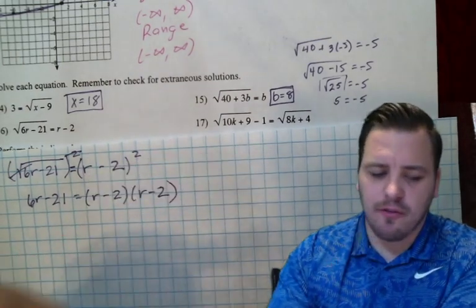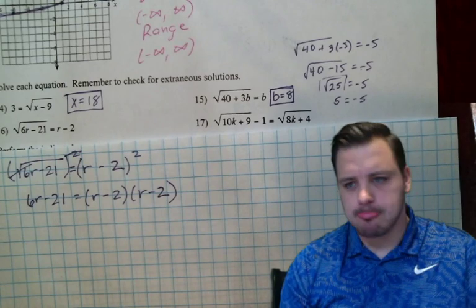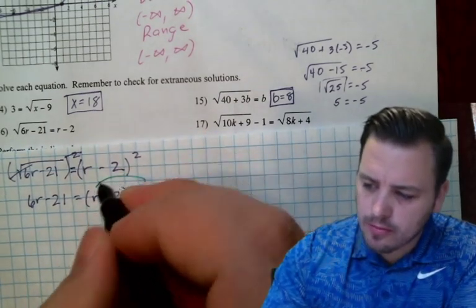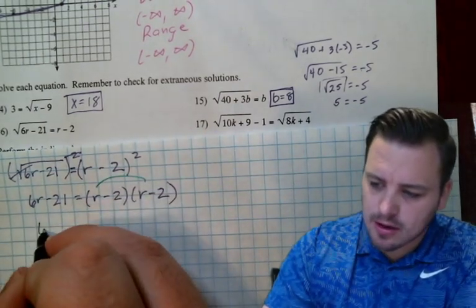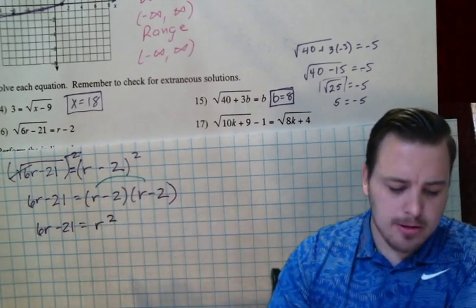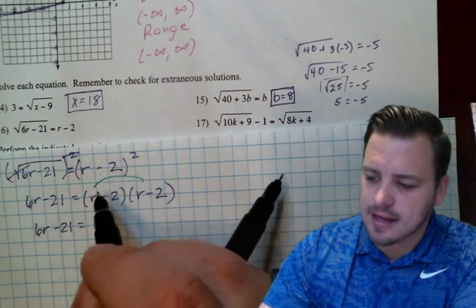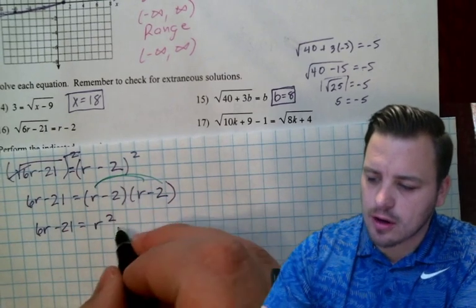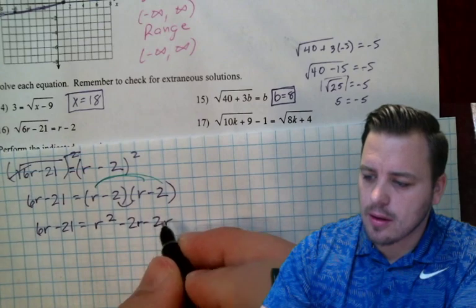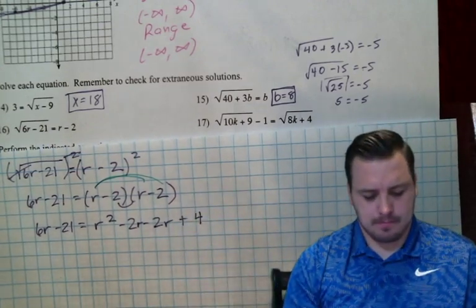From there, we need to FOIL this. So we first FOIL. 6r minus 21 is equal to r squared first. And then we go outside. That would be negative 2r. Inside, negative 2r. Last, plus 4.